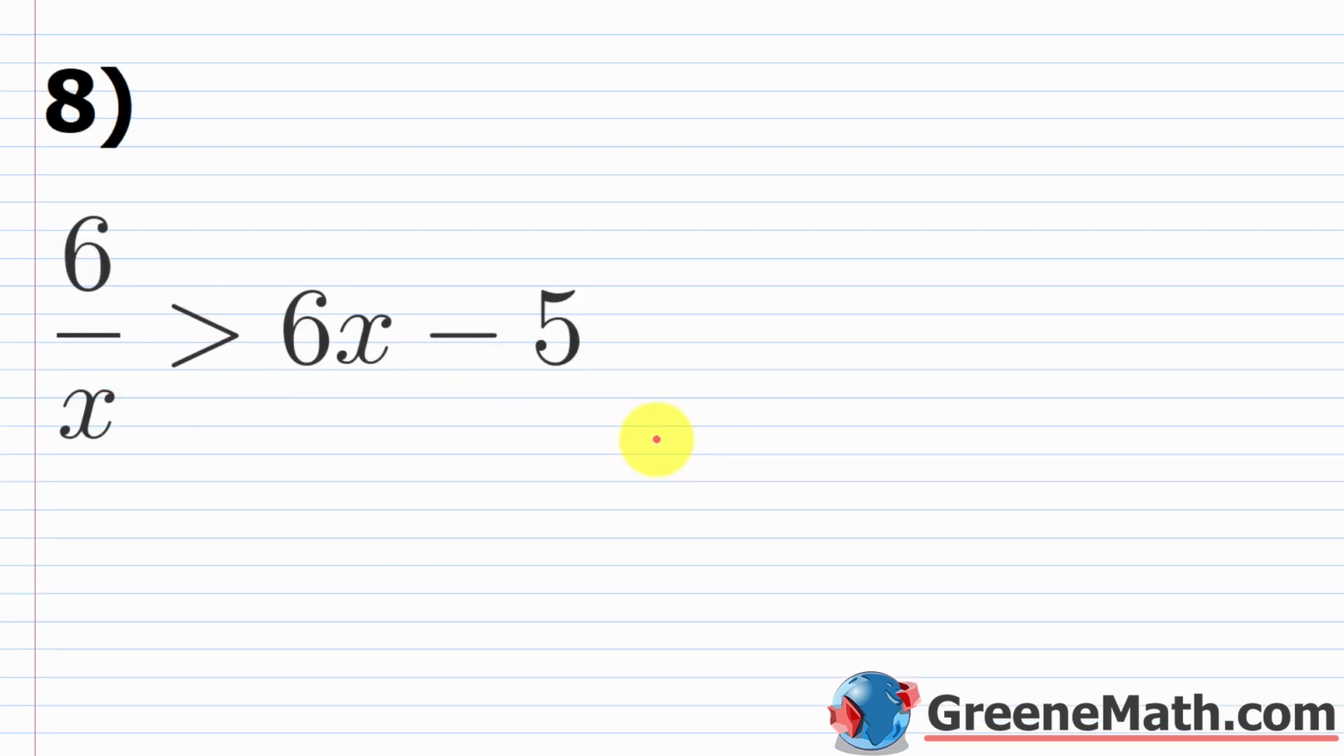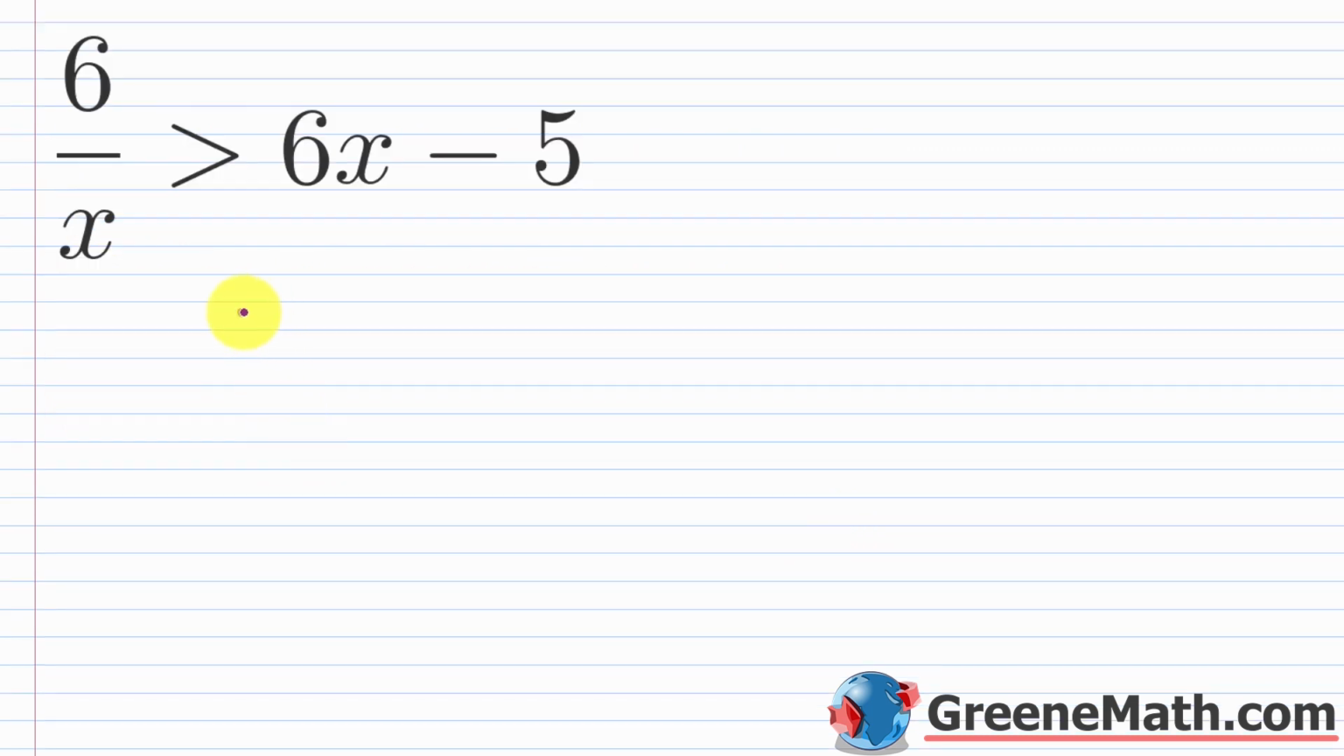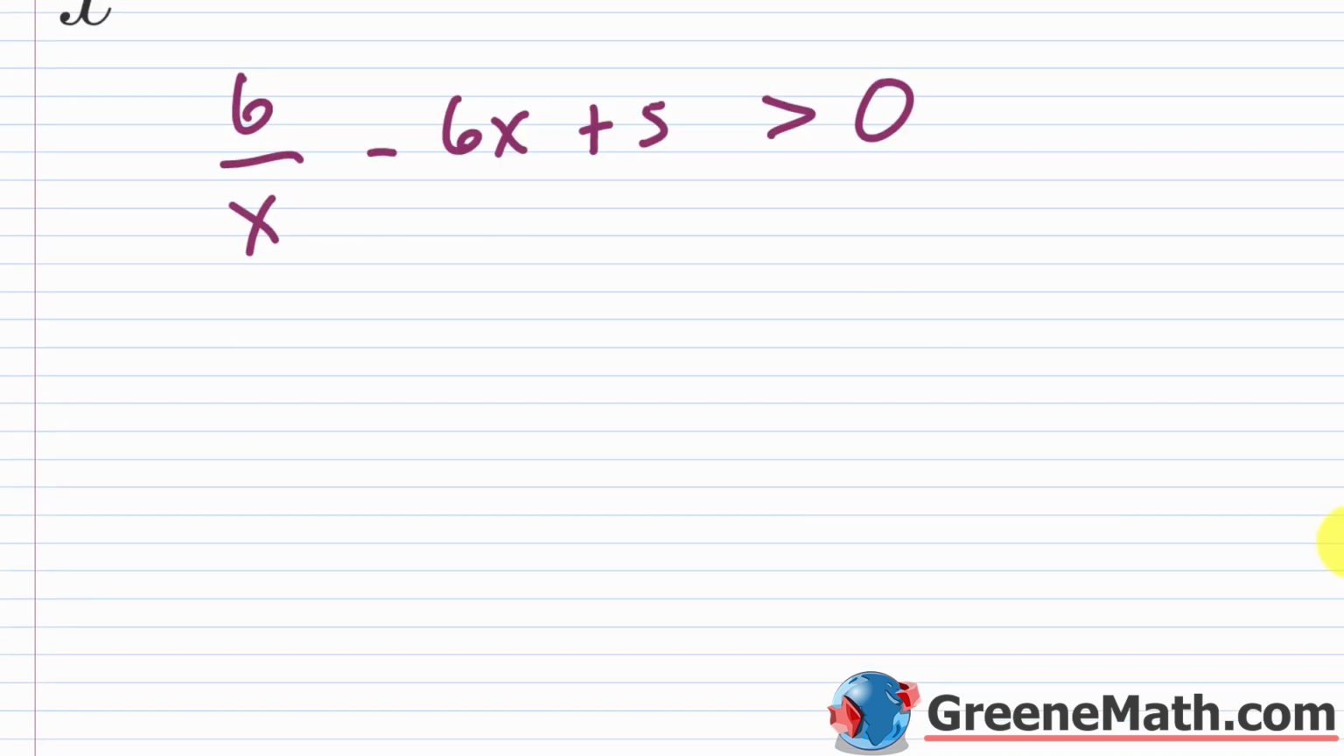All right, let's take a look at problem number 8 now. So we have 6 over x is greater than 6x minus 5. So for this one, let's write 6 over x, and then we will subtract 6x away from each side. So I'll say minus 6x. I'll add 5 to both sides, so I'll say plus 5. And then I'll say this is greater than 0. What I want to do is write this as one single rational expression on the left. So I need to get a common denominator. And essentially this denominator of x is what I'm going to use.